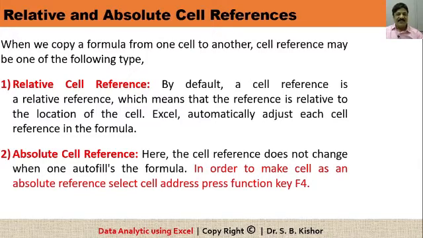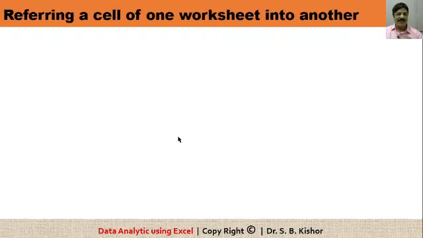Now, what are relative and absolute cell references? We will discuss this during our practical session. Remember simply, whenever we copy a formula from one cell to another, the cell reference may be one of the following types. It may be a relative cell reference or it may be an absolute one. Absolute means the cell will remain static, or constant. We will discuss this during our practical session.